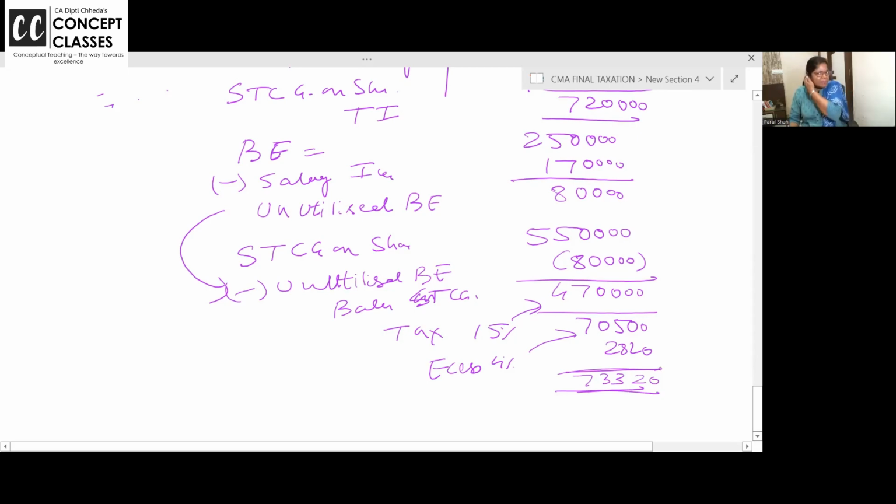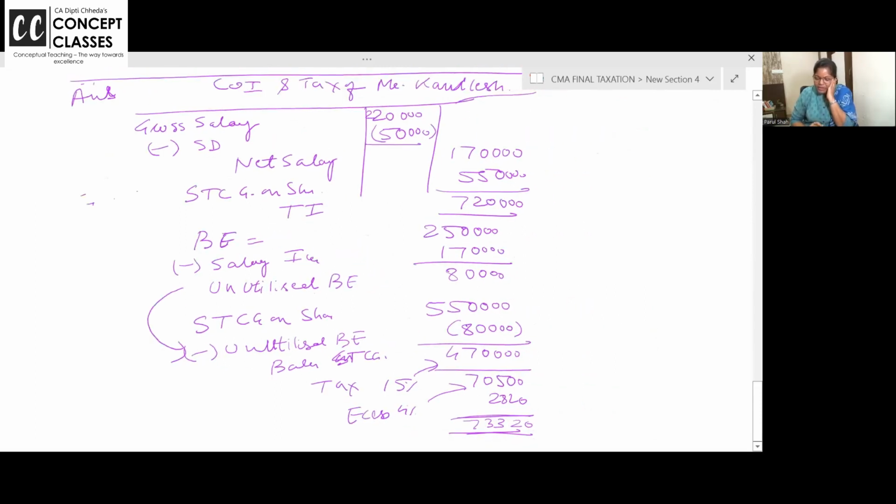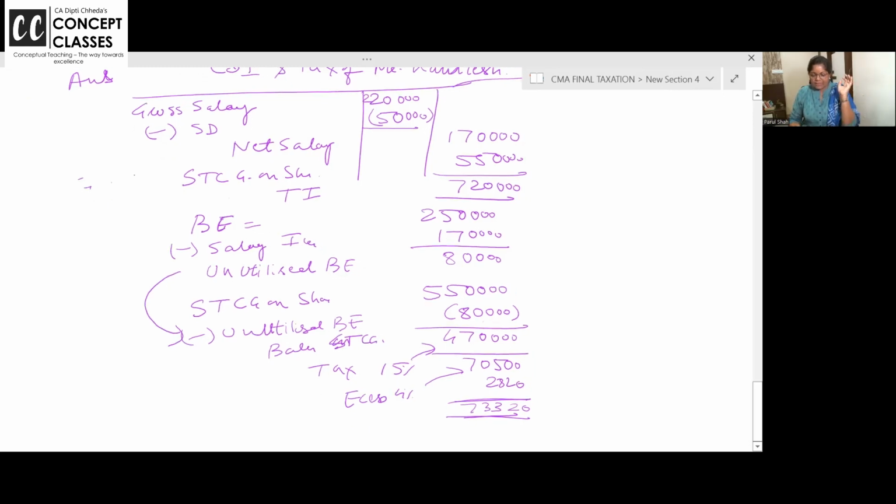I've taken the figures simple because a calculator is not allowed. Yes. Did you all follow this concept of unutilized basic exemption? I can avail 250 basic exemption, but my salary and other income, business income, anything, is only 170. I still have unutilized basic exemption of 80,000. Can I use it in short-term capital gain on shares, long-term capital gain and all? Yes, we can set off. Only you cannot set it off in casual income. And on the balance, this is the tax.